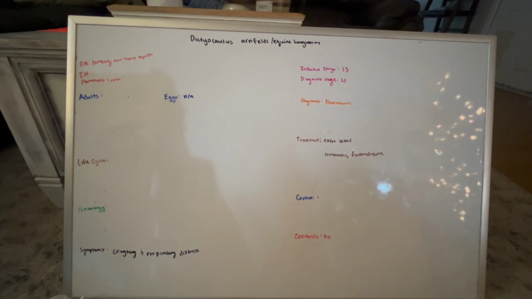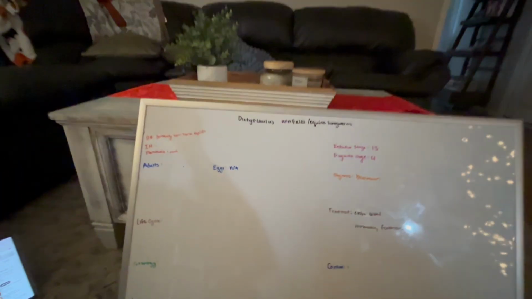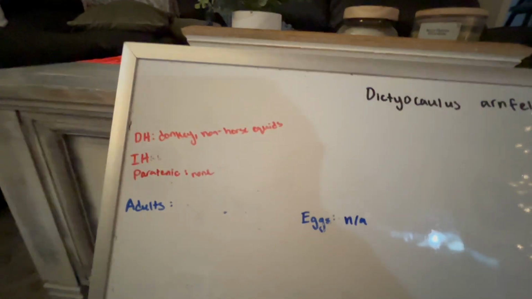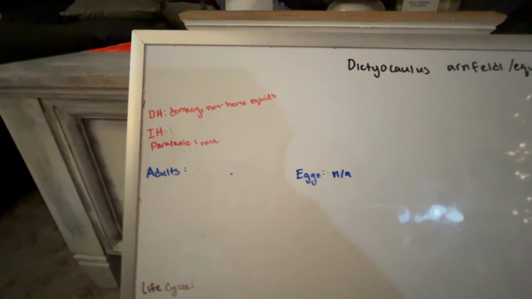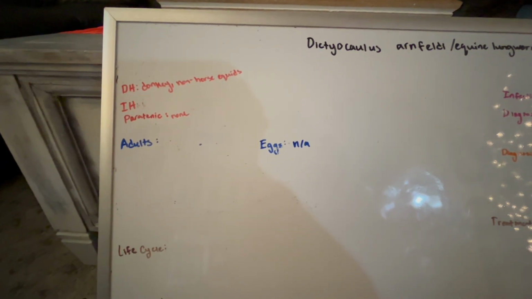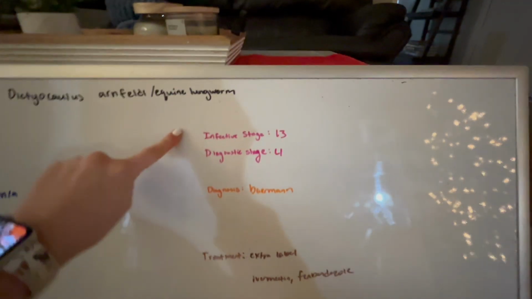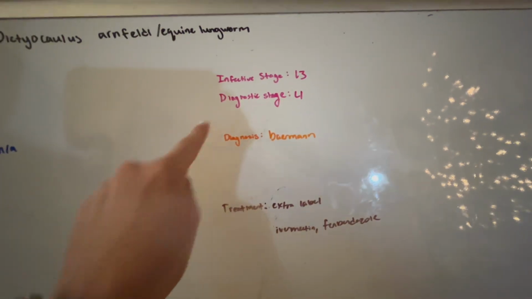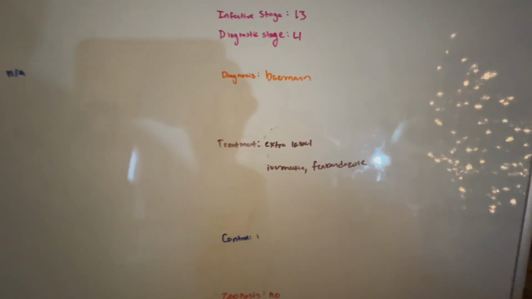So this is Dictyocaulus arnfieldi, which is the equine lungworm. This one's special compared to the other ones that we've done because the definitive host is usually actually not horses. It is donkeys and your non-horse equids. I say that eggs are not applicable because the diagnostic stage is going to be a larva, L1. It just causes coughing and respiratory distress. Our infective stage is L3. You do a Baermann to diagnose that L1. Treatment is extralabel, ivermectin or fenbendazole.